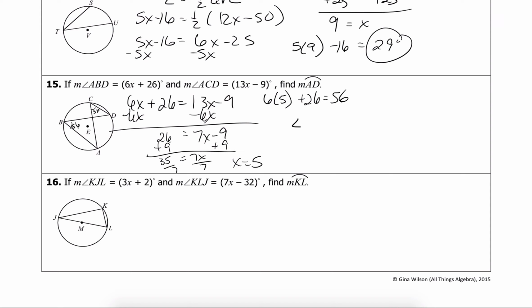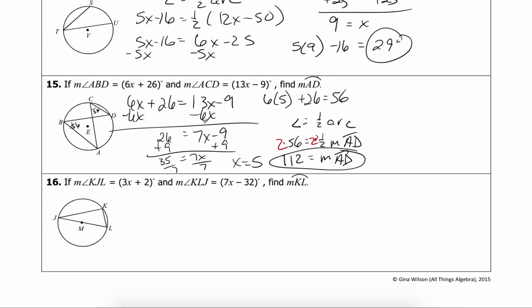Now we know that the angle is equal to half the arc, and that's what we're finding here. We're finding the arc AD. So I'm going to say that 56 equals half the measure of AD, and so I'm going to multiply both sides by 2. And so I'll get the measure of AD is equal to 112.